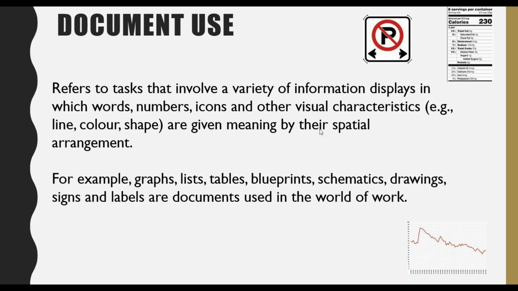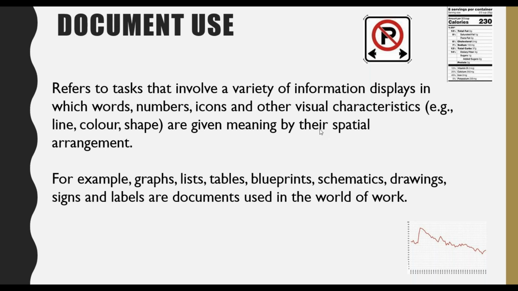Okay, if nobody else has anything, I'm going to continue on with document use. So document use refers to tasks that involve information that's displayed where you can have words, numbers, icons, and other visual characteristics like lines, colors, and shapes that are given meaning by their spatial arrangement. That's the complex description of what a document would be. There are tons of different examples: graphs, lists, tables, blueprints, drawings, signs, and labels are all different types of documents used in the world of work.